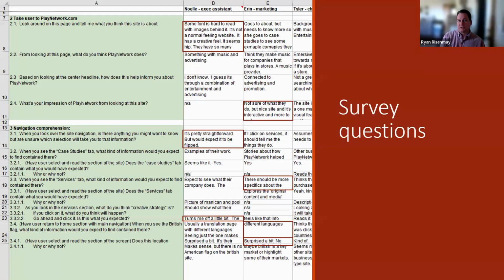Now, from that initial state of figuring out who the people are to what are the questions I'm going to really ask them as we go through the test, you're taking a look at an example of a real user experience study that was done with playnetwork.com. And these are the real questions and real answers that were given by some of those users, right? We're trying to get some impressions and get them to speak out loud about what they're looking at.